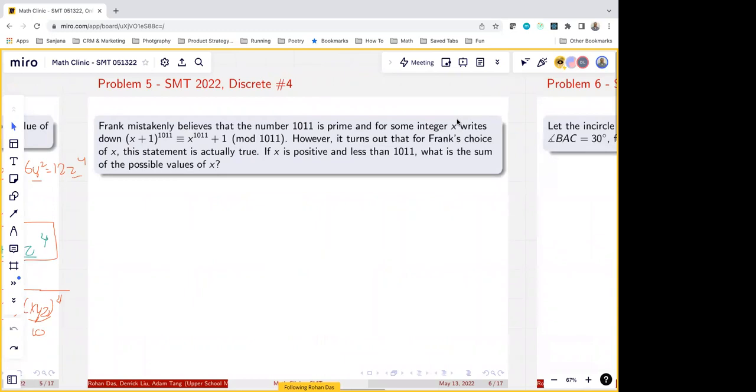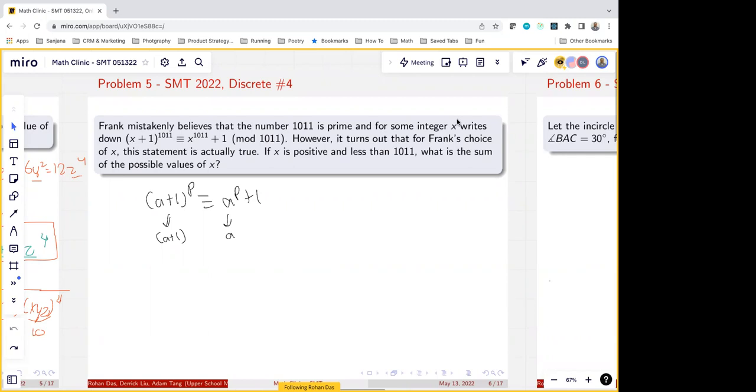Okay, so for this problem, Frank uses a result that says that for prime p, (a plus 1) to the p is congruent to a to the p plus 1. One way to prove this is to just expand this using the binomial theorem, and then all the coefficients except the ones for a to the p and 1 are multiples of p. But another way to prove this is that this is congruent to a plus 1 by Fermat's Little Theorem, and this is also congruent to a by Fermat's Little Theorem. Therefore, these two expressions are equivalent.